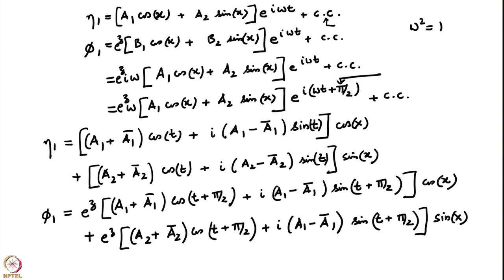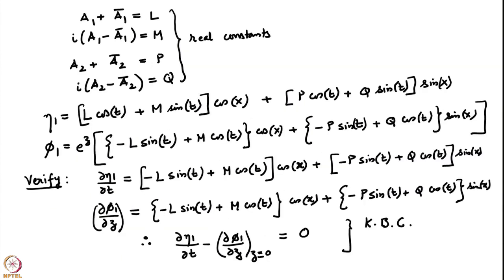What we are going to do now is, you can see that the expressions for eta 1 and phi 1 have coefficients which are all real: A1 plus A1 bar, A2 plus A2 bar, i times A1 minus A1 bar, and i times A2 minus A2 bar. These are all real. So, let us express this in terms of real variables. I have done that here.